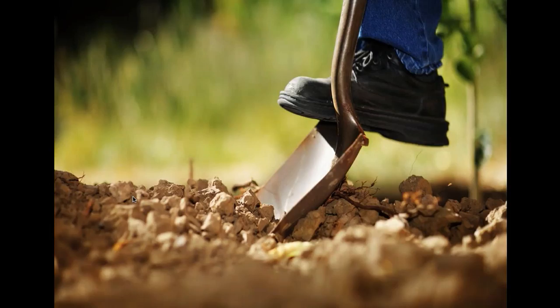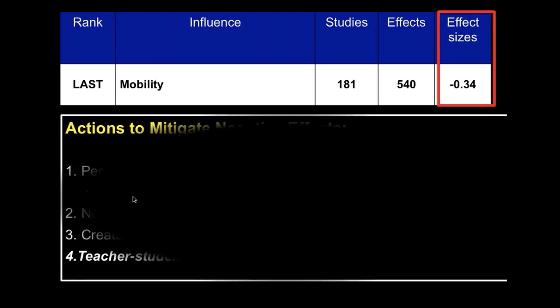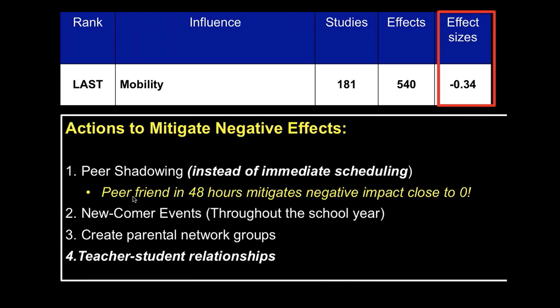But then we have to dig in. Certainly negative 0.34 is almost 2 years growth backwards from the average. Something's very interesting within the study. They found, and this is something that isn't much of a shock, but when students make a peer friend within 48 hours, it almost negates the negative impact and takes it down to 0.